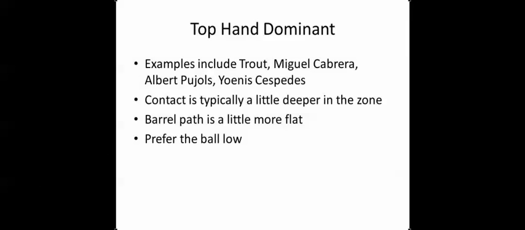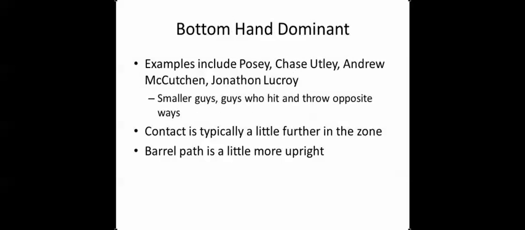If you look at the guys who are a little more bottom hand dominant, like I said, I've showed Posey, Chase Utley, Andrew McCutchen, Jonathan Lucroy. If you look at these as a population, these are typically your smaller guys, guys who hit and throw opposite ways. That's definitely going to fall in this category. I shouldn't say definitely, but more than likely. Contact is typically a little farther out in the zone. They're going to get up to the front foot. Definitely we saw this with Posey. Some of his contact is pretty far out there. And you're going to see the barrel path is a little more upright.